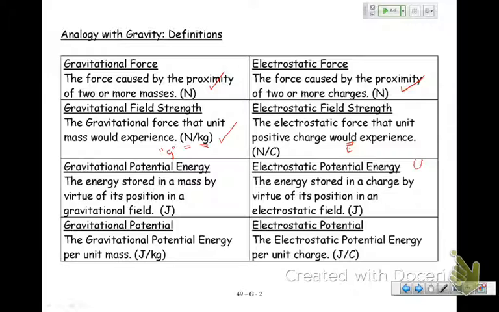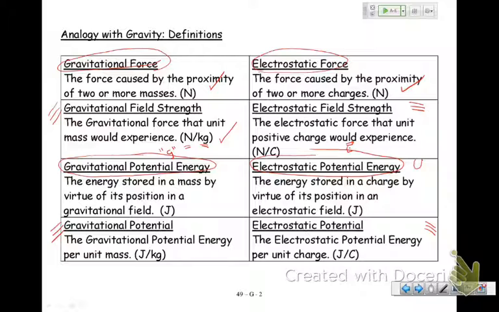It's the energy per kilogram. You're 3 kilograms, multiply that by 3. If you're 5 kilograms, multiply it by 5. If you're 1,000 kilograms, multiply by 1,000. So the gravitational force is very fundamental, and the electrostatic force is fundamental. The gravitational field strength is a little bit more abstract, and the electrostatic field strength is a little bit more abstract. The gravitational potential energy is kind of fundamental, and so is the electrostatic potential energy. And the gravitational potential is a little bit more abstract, as is the electrostatic potential.